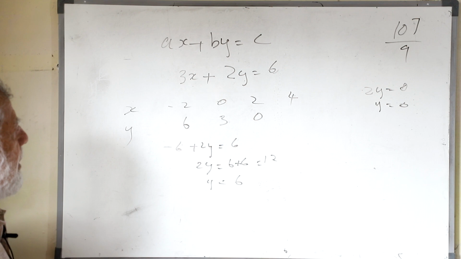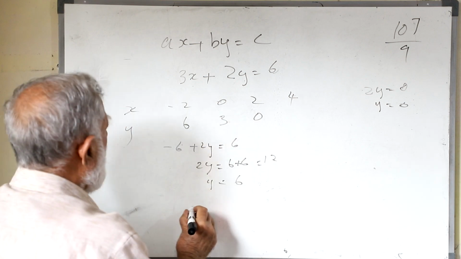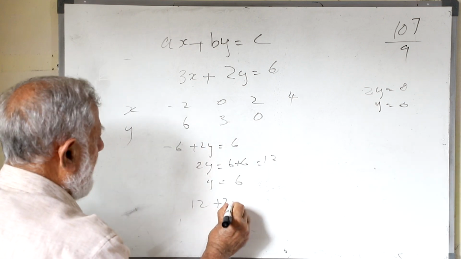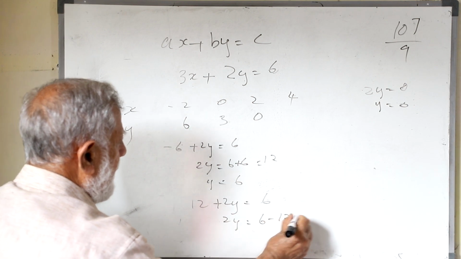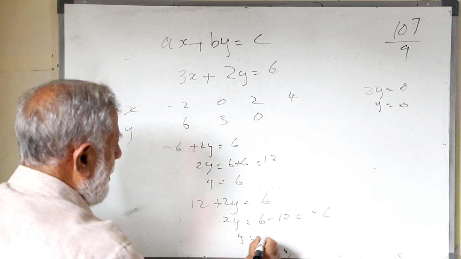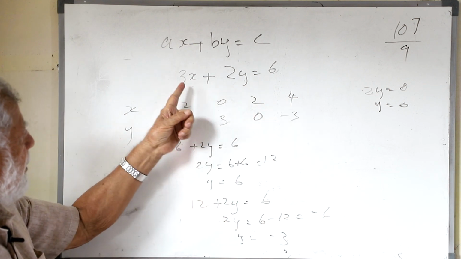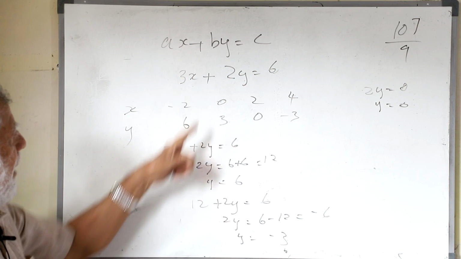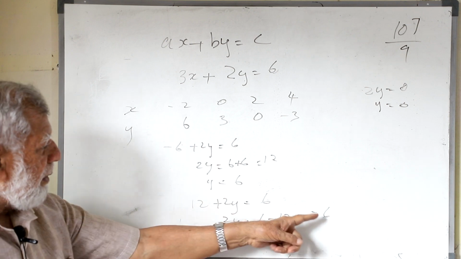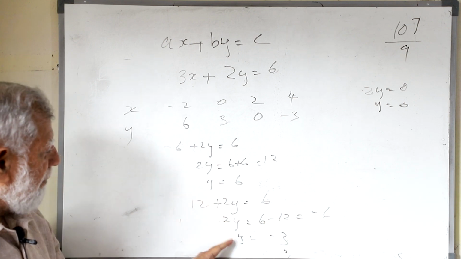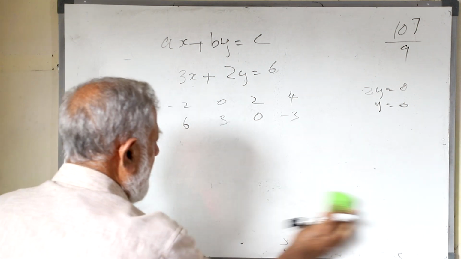Now when x equals 4, 3x will be 12, so 12 plus 2y equals 6, 2y equals 6 minus 12, that is equal to minus 6, so y is equal to minus 3. So now we have found the values of y for this graph.